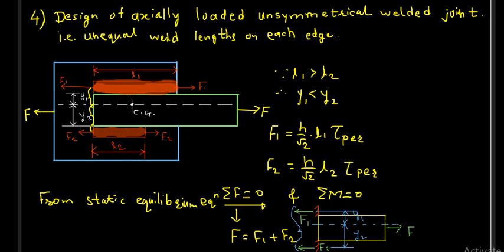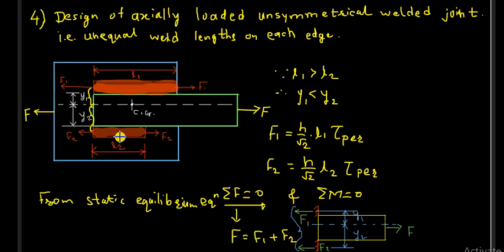Now in this lecture we are going to discuss the unsymmetrical loading welded joint or eccentrically loaded welded joint. So start with the first design of axial loaded unsymmetrical welded joint. That means in the figure you can see the length of weld bead is unequal. On the upper side you can see there is a weld bead of length L1, and at the bottom there is a weld bead of length L2.